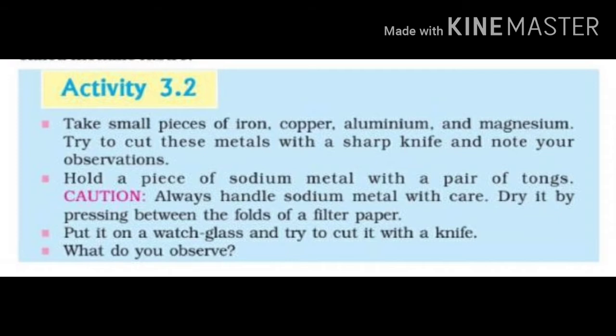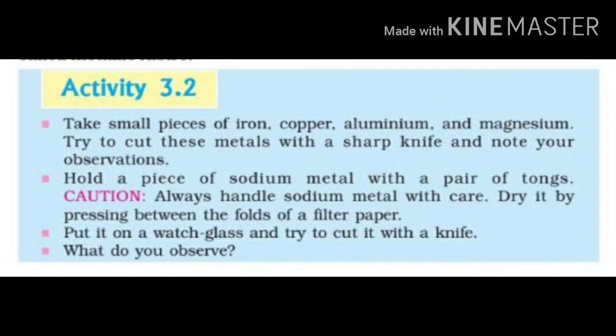Activity 3.2. Take small pieces of iron, copper, aluminium and magnesium. Try to cut these metals with a sharp knife and note your observations. Hold a piece of sodium metal with a pair of tongs. Always handle sodium metal with care. Dry it by pressing between the folds of a filter paper. Put it on a watch glass and try to cut it with a knife.